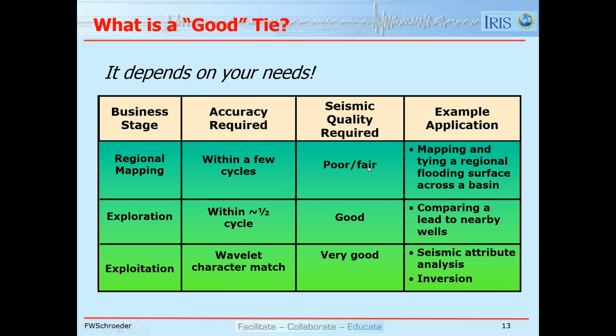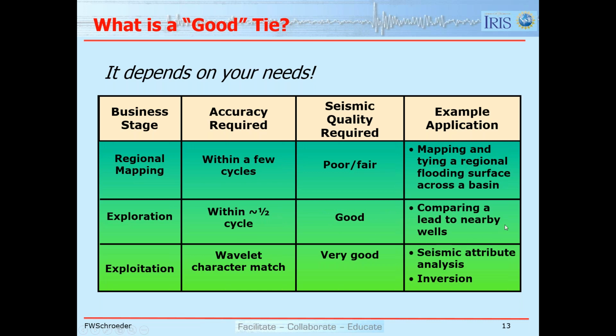You can live with poor to fair quality seismic, and so you can map regional flooding surfaces or regional unconformities. If you're in the exploration stage and you're starting to get serious about drilling one or more wells, then you usually want the accuracy to be within a half of a cycle. A cycle would be a peak or a trough. Usually you need seismic data that has at least good data quality.